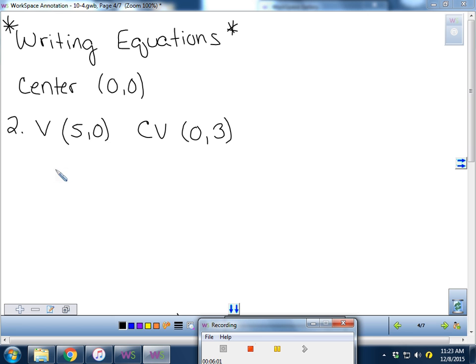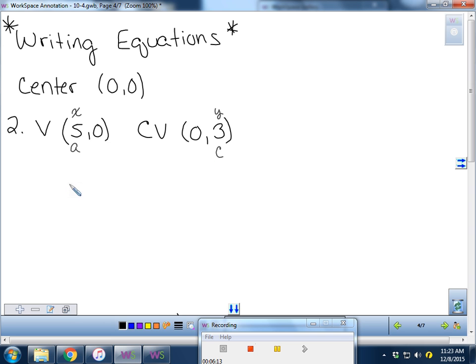These work exactly like ellipses. So I'm going to look at my vertex here. I have a vertex at 5, 0, and the non-zero number is in the x spot. I also know that the vertex tells me the A, so this is also going to be my A. My covertex is the non-zero number is in the y spot, and I know that the covertex identifies the C. In order to write the equation of a hyperbola, I have to have A and B for the bottom.